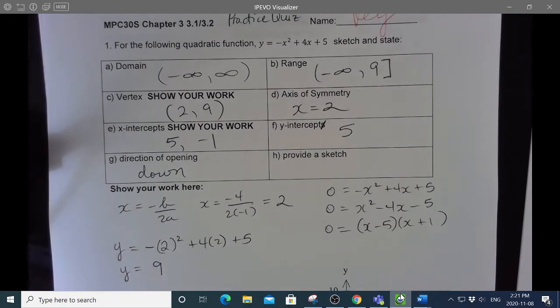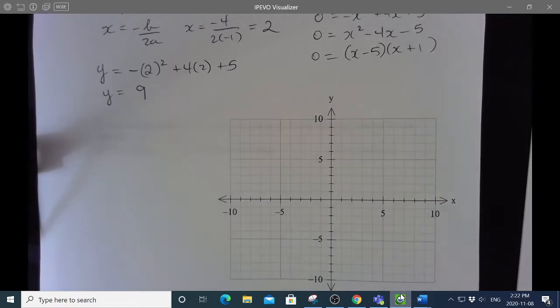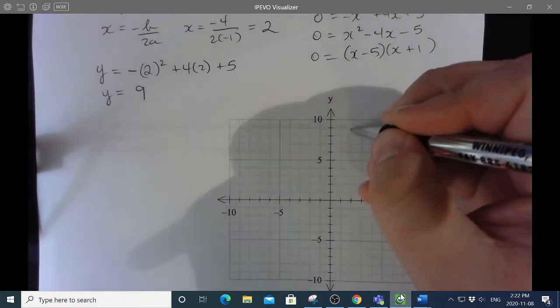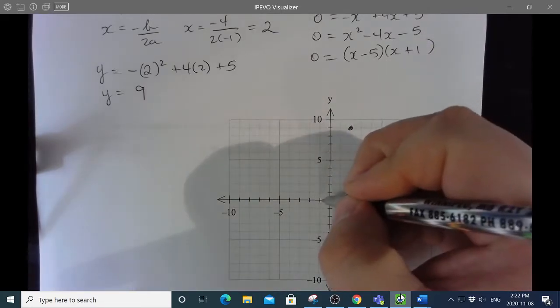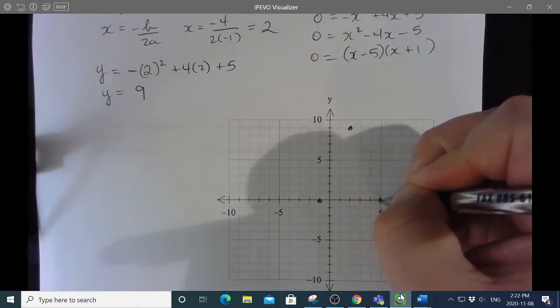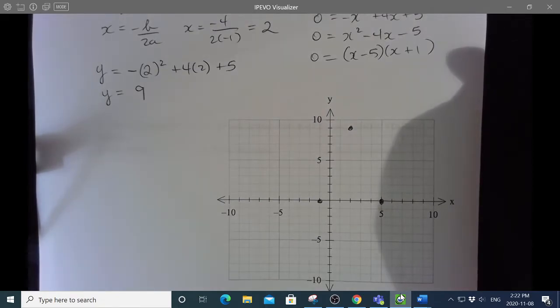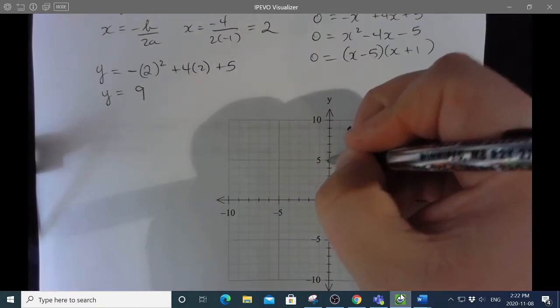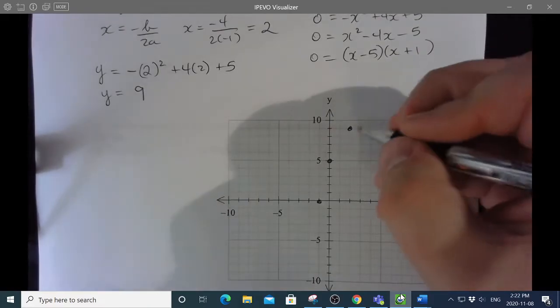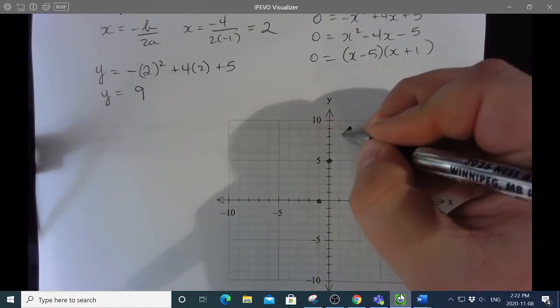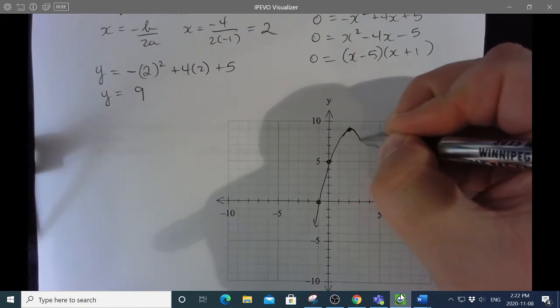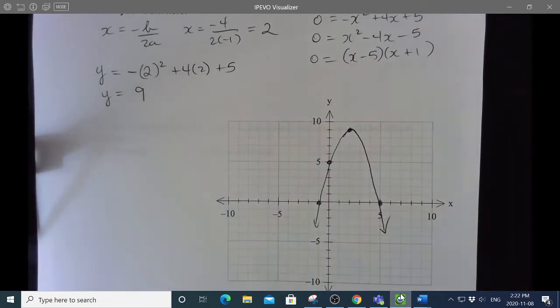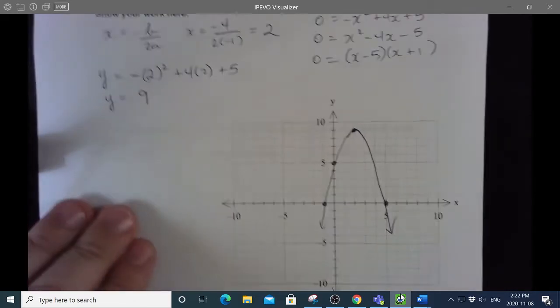Okay, I'm ready to graph this thing. So let's go to the vertex first, which is 2 over and 9 up, which is about there. And then my x-intercepts are -1 and 5. And that's really all I need. Oh, I might as well put the y-intercept on it. That's 5. That's good enough. So I'm going to curve that down, curve that way, and turn around and curve that way. And there we go. Good enough. Sketched.